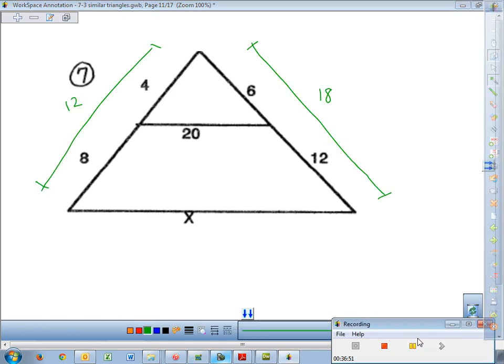I watched the people do this in class very well. We do need to do that. The whole thing over there is 18, and the whole thing over here is 12. Can I do side, side, side? How come? Only have 5 of the 6 sides, right? I'm missing this one down here, all right?